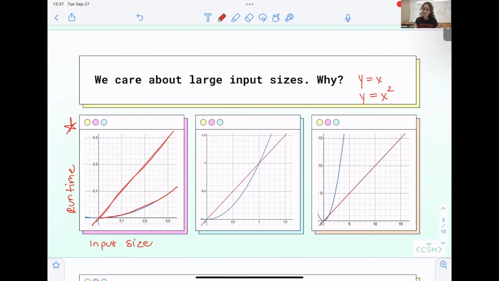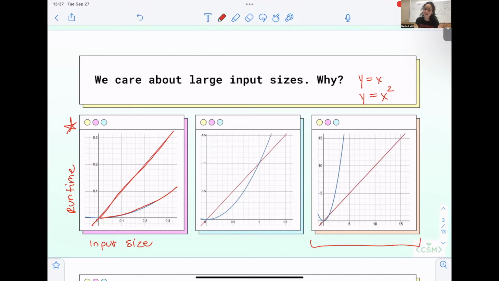However, as I proceed to zoom out and look at the bigger picture, I can see very clearly that it turns out y equals x has a much better runtime than the algorithm that has a growth function represented by y equals x squared. So there's two main reasons why we want to look at large input sizes. Number one is that small input sizes can be misleading, which is demonstrated very clearly by these graphs.